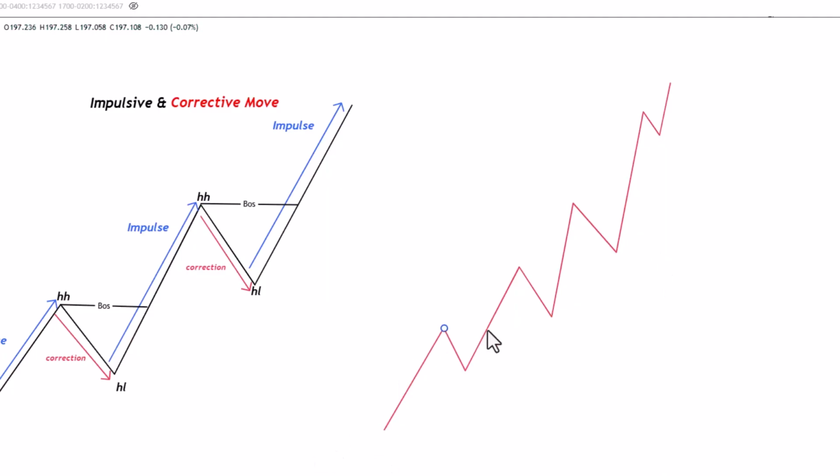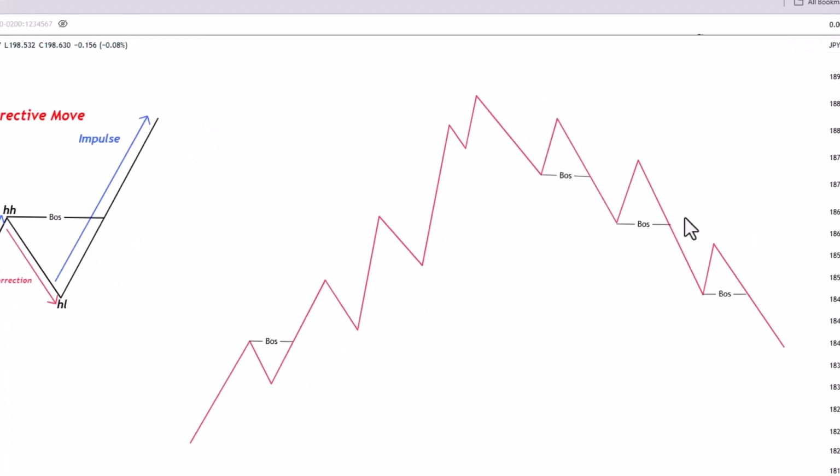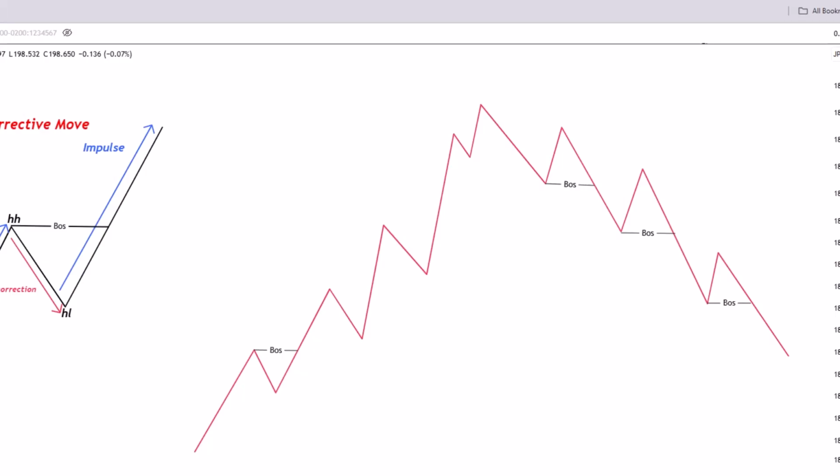A break of structure is when the market pushes through a key level and confirms the trend is continuing. In an uptrend, a break of structure happens when the price breaks above the previous high. That tells us buyers are still in control and the trend is likely to continue. In a downtrend, a break of structure happens when the price breaks below the previous low. Sellers are in control. Trend continues. These breaks are important because they validate the trend. They tell us the market isn't just drifting, it's actually moving with intent.